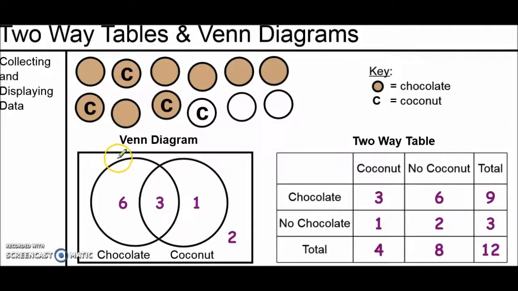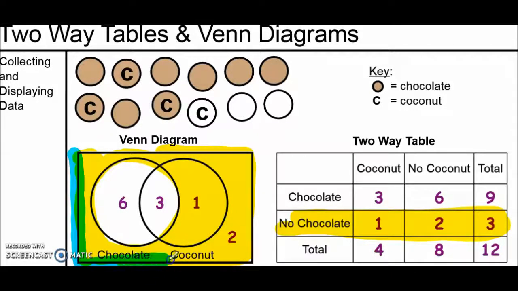Now, to figure out which candies are not chocolate on a Venn diagram, look at the chocolate circle and choose everything outside of it. That will include the one candy that was coconut but not chocolate, and the two candies that were neither coconut nor chocolate. On a two-way table, just identify the row that is chocolate, and then take a look at the rows that are not chocolate, all the other ones, which happens to be these three candies right here in total. So either way, there are three candies that are not chocolate out of a total of 12 candies, whether you look at the Venn diagram or at the two-way table.